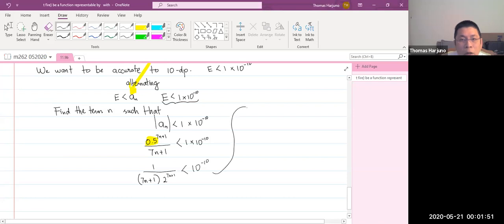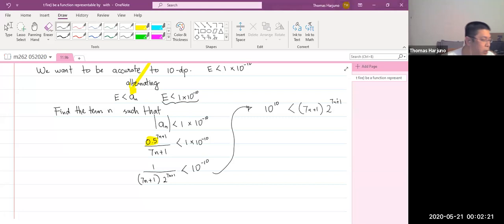Let me continue here. So if I do the reciprocal, then 10 to the 10 will be less than 7n plus 1 times 2 to the 7n plus 1. Okay, and then you do trial and error. What is the n such that it is true?